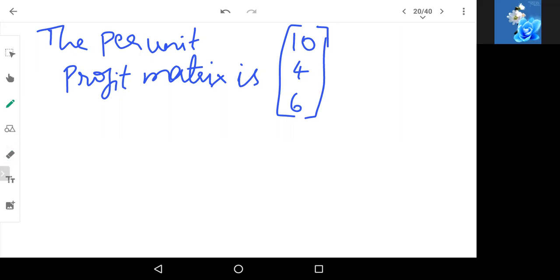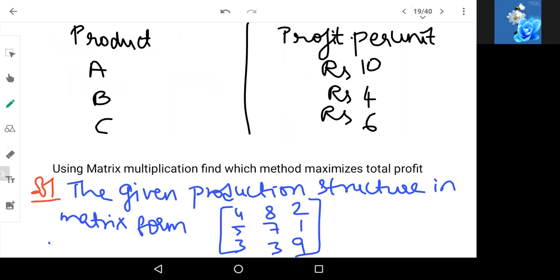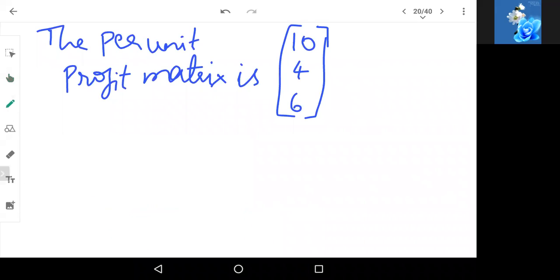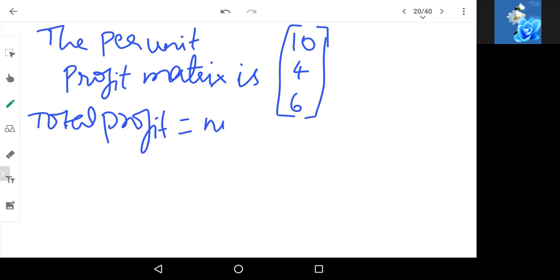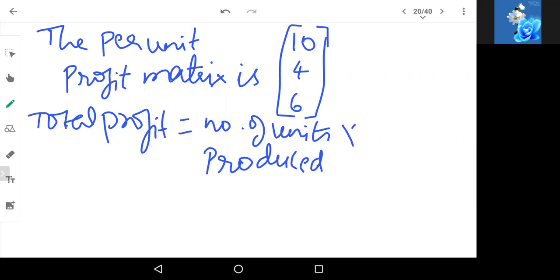So we had the numbers. Using the numbers, we have formed the matrix. Now they are asking which is the most profitable method. They have given us the number of units of production and they have given us the profit. Now let us multiply the given two matrices to find out the total profit. So the question clearly says total profit. So total profit, how do you find out? The formula for the total profit is number of units produced, how many units we are manufacturing, multiplied with profit per unit. So this will give me the total profit calculation.